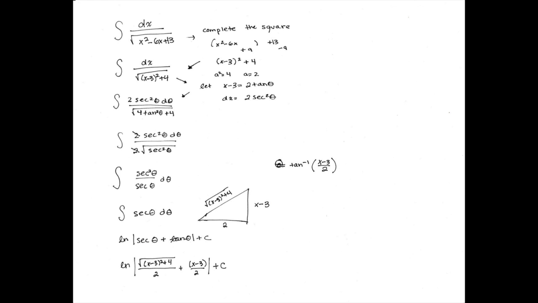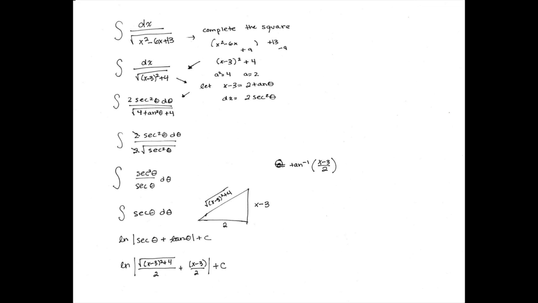If we make our triangle, the side opposite the angle theta is x minus 3, over an adjacent side of 2. Using the Pythagorean theorem, the hypotenuse is the square root of x minus 3 squared plus 4. Now, knowing these terms on our triangle, we can solve for the secant of theta and the tangent of theta.